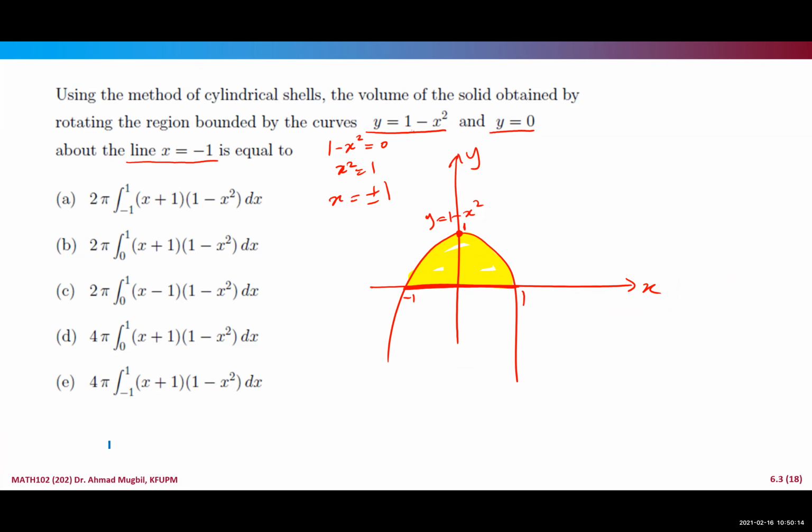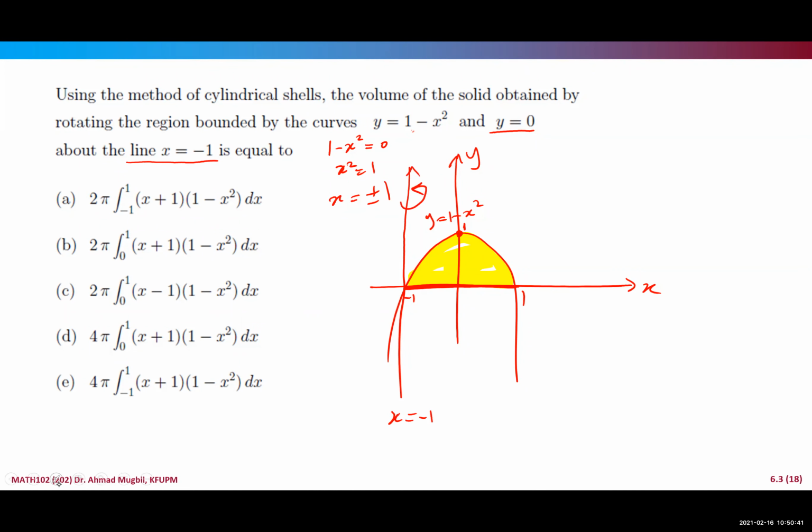Now what we will do to apply this: what is the axis of rotation? The axis of rotation is x equals -1. I need a pen, not a highlighter. So this is the axis of rotation, x equals -1.